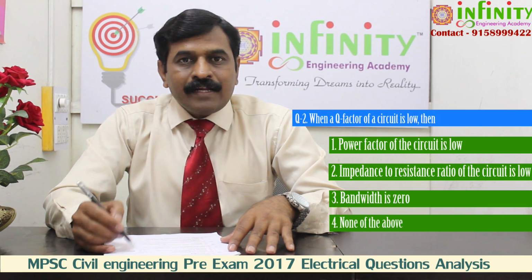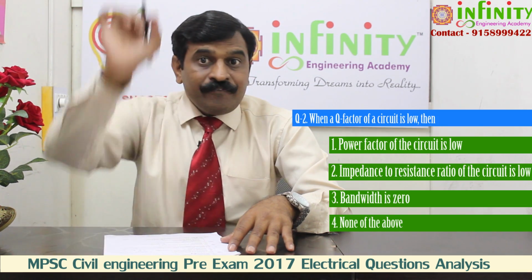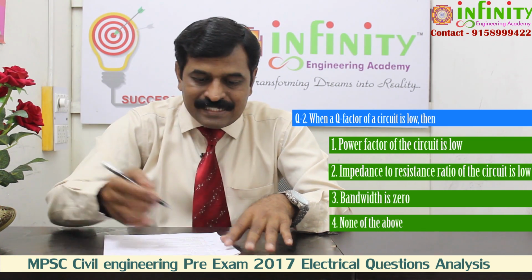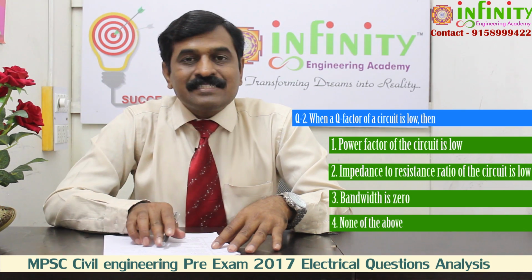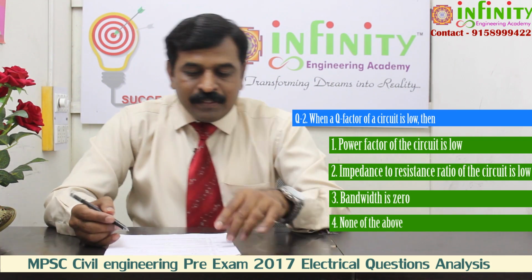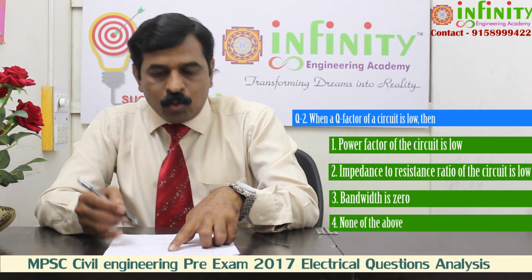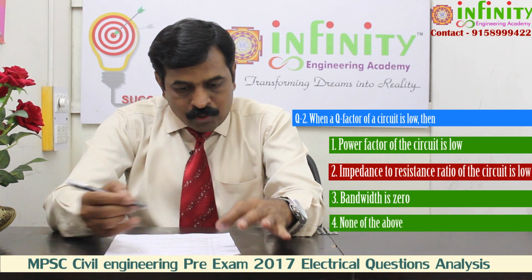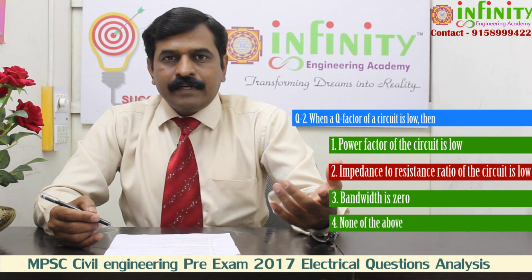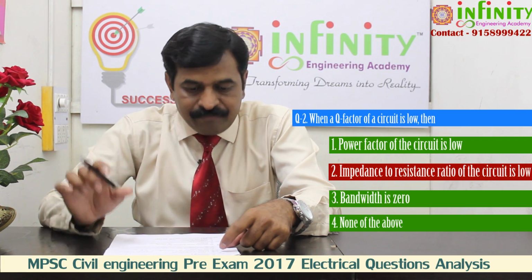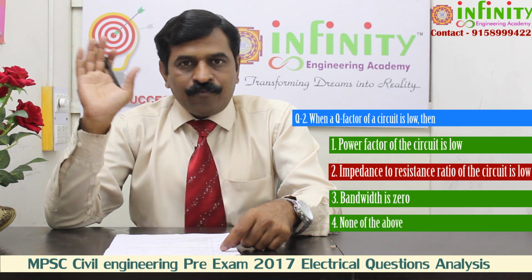Then what is Q factor? Q factor is Z upon R. If Q factor is low, Z upon R should be low. And what is Z upon R? Impedance to resistance ratio. It is given in option second. So in second option, impedance to resistance ratio of the circuit is low, and that is nothing but the correct option for this particular question. So this type of questions can be created by using different definitions, different key terms, different objectives given in our 4 topics, what we discussed earlier.